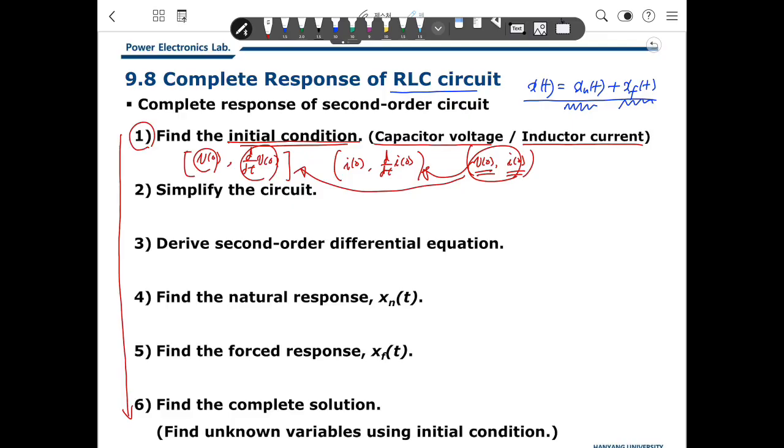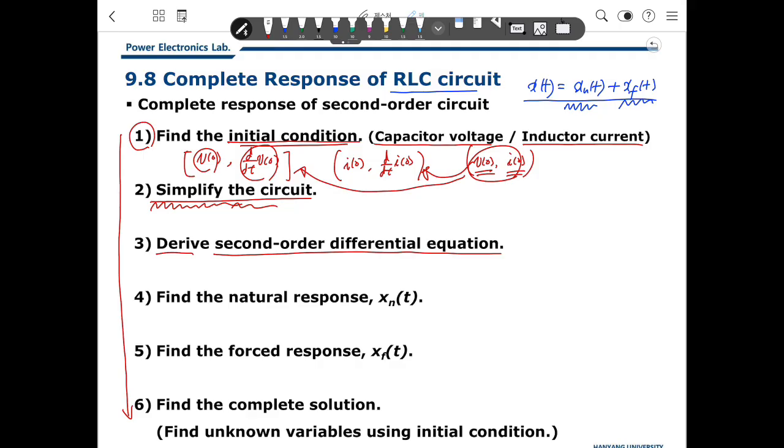The next, we need to simplify the circuit. Then we can derive the very simple second order differential equation. If the circuit remains complicated, then it's very difficult to find out the second order differential equation to represent the characteristic of the circuit. So at first, you try to simplify the circuit as much as possible. Then you derive the second order differential equation from the simplified circuit.